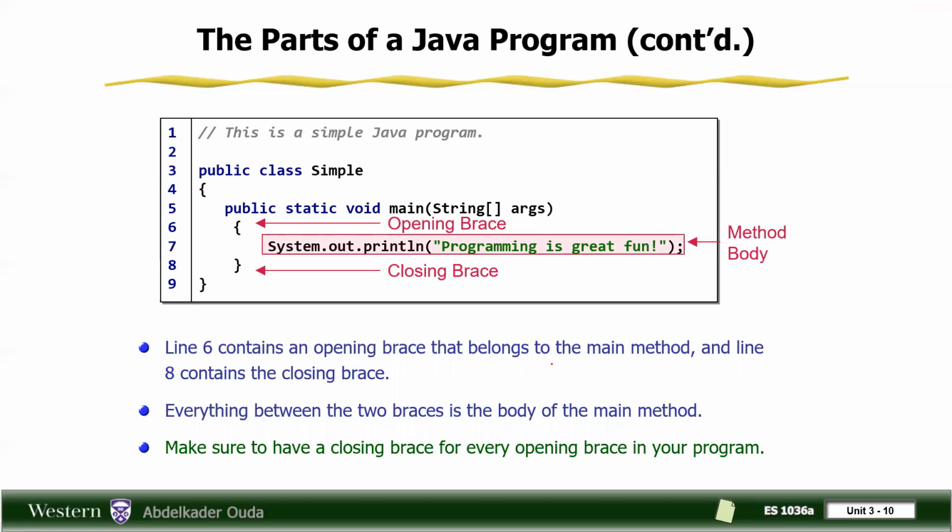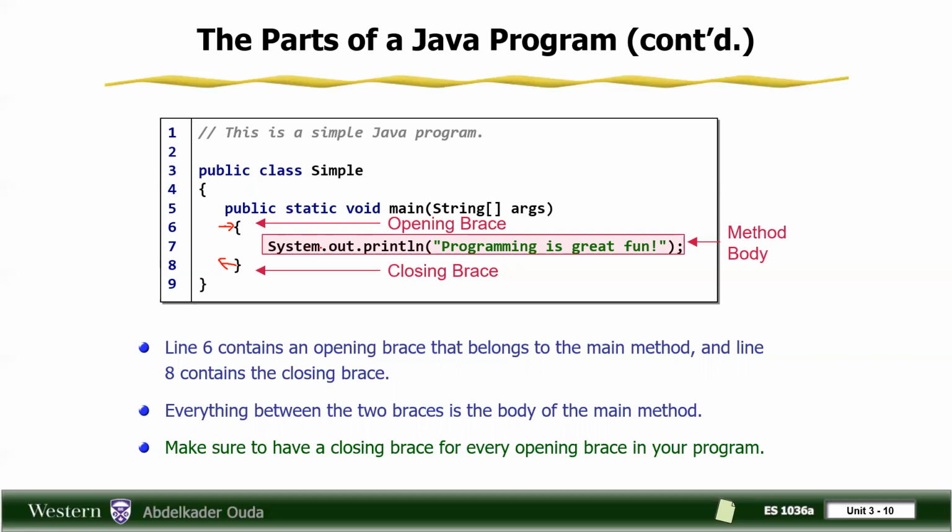So here we have the method body. Here, the opening brace, and the closing brace here. After we have the method header, we call them the method body. All of those are the class body. In the method, between the braces, we call it the method body.